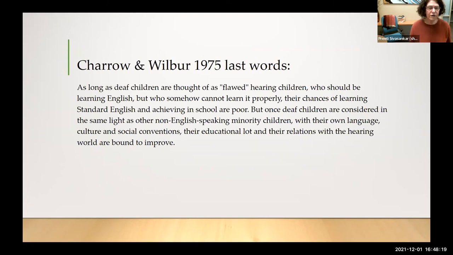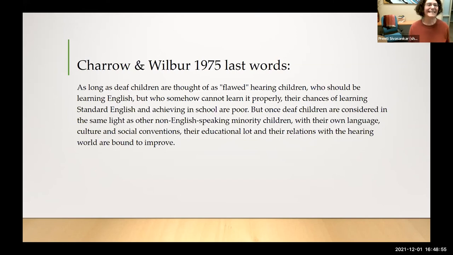So at the end of that article, we said, as long as deaf children are thought of as flawed hearing children who should be learning English, but who somehow cannot learn it properly, their chances of learning standard English and achieving in school are poor. But once deaf children are considered in the same light as other non-English speaking minority children with their own language, culture, and social conventions, their educational lot and their relations with the hearing world are bound to improve. So I was an optimist in 1975, but after the passage of the HB 1367 in 2012, I kind of got a little annoyed.